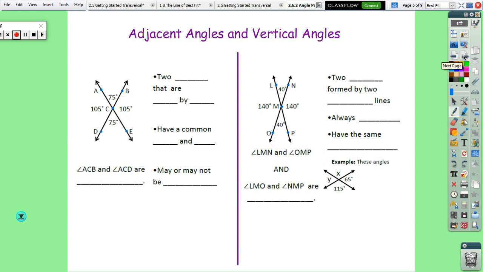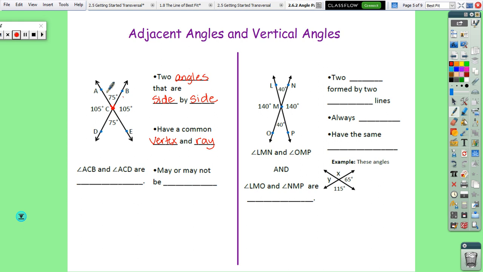So adjacent angles and vertical angles. We've talked about vertical angles before, and we've talked a little bit about what adjacent means. So adjacent is two angles that are side by side. They have a common vertex. Vertex is where the corner is. So they have a common vertex and a common ray.